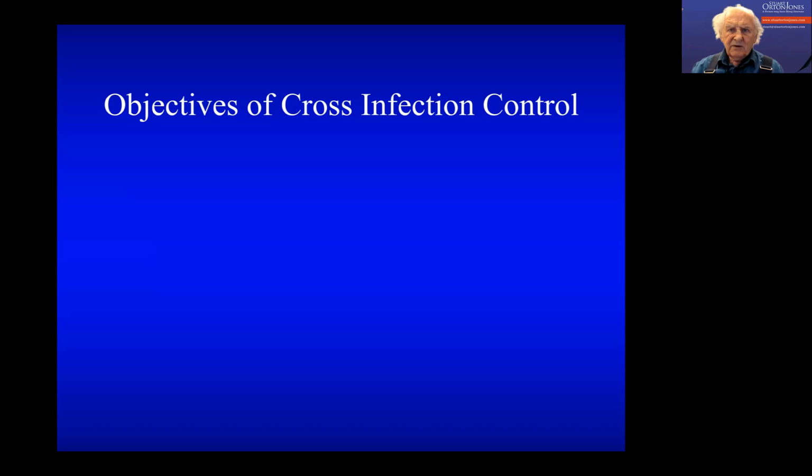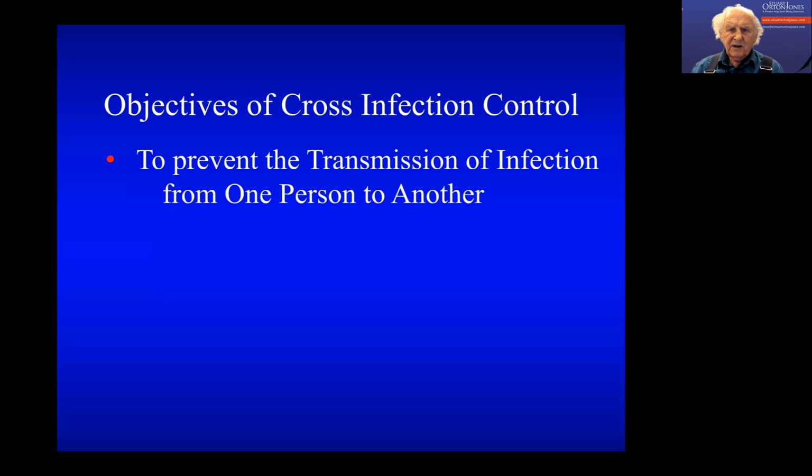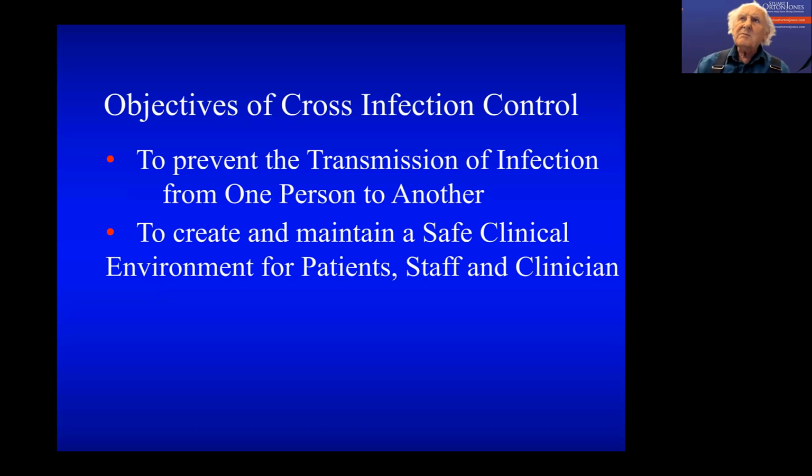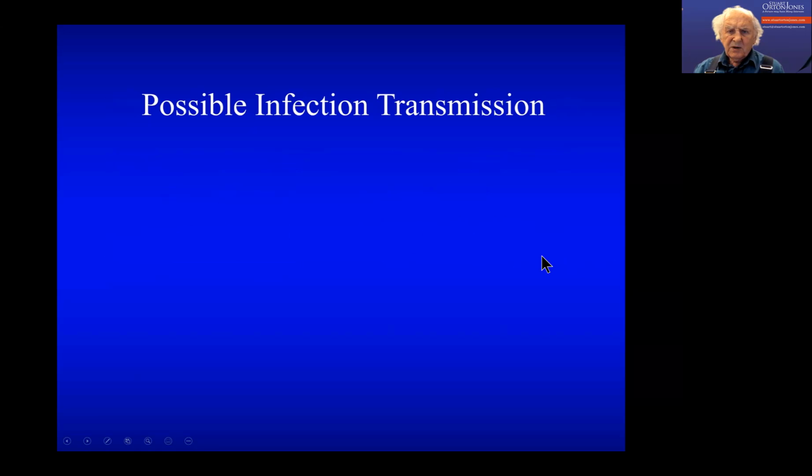So the objective of cross-infection control is to prevent the transmission of infection from one person to another. This has become so much more relevant now compared with when I started off, and certainly since the COVID virus. So this is fairly routine for you now. We need to create and maintain a safe clinical environment for patients and staff.